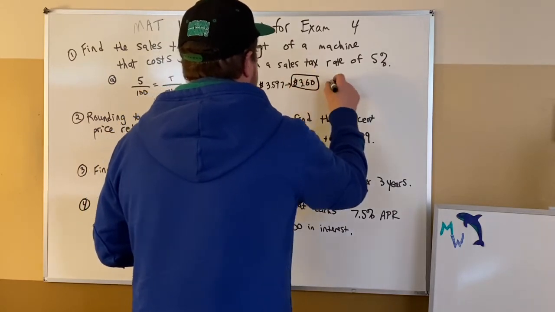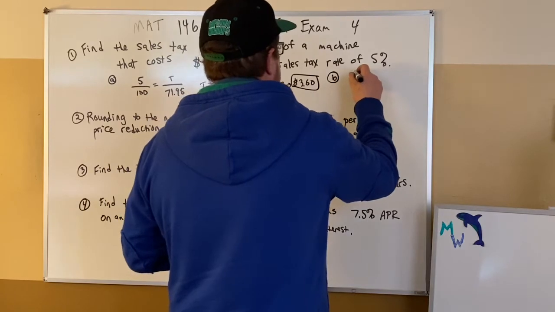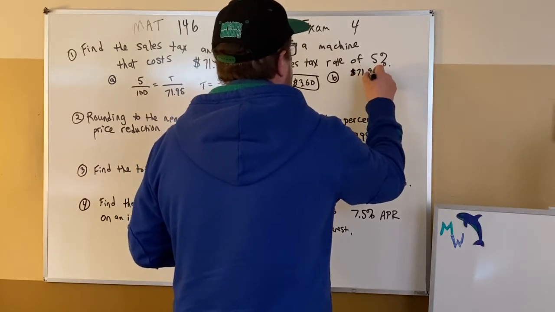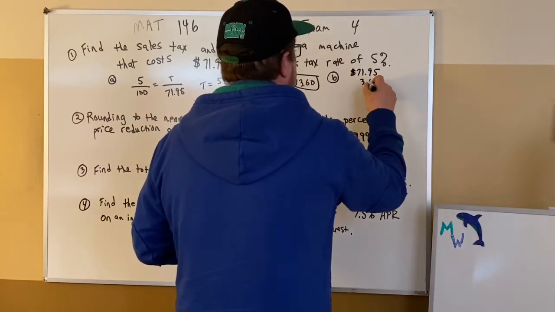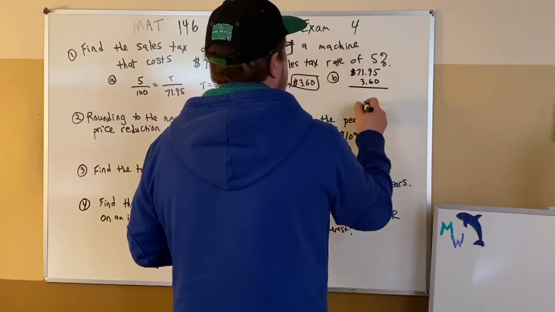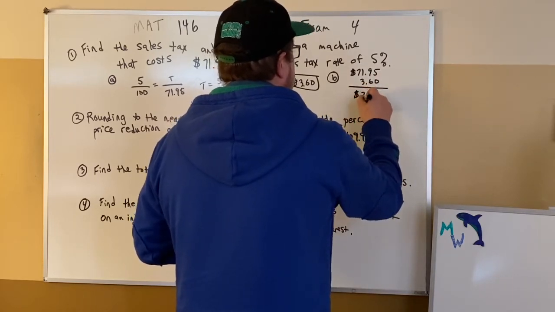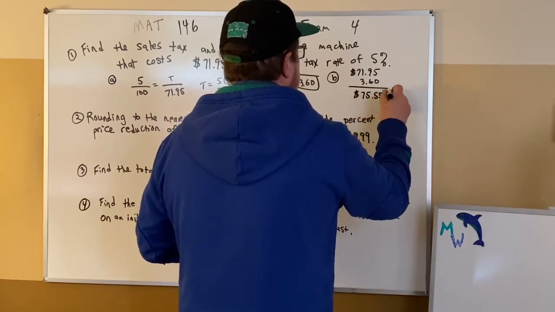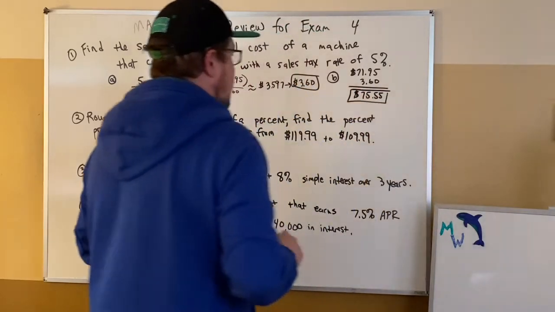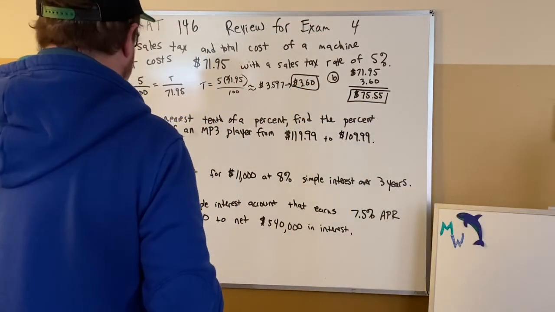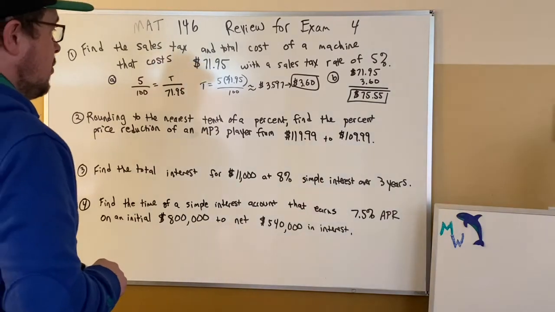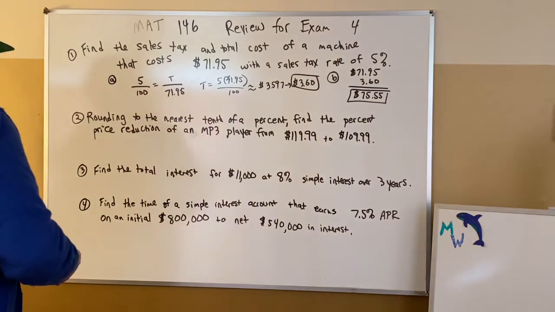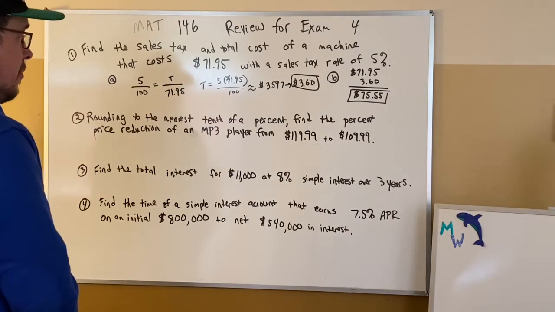That's your tax. And B, you're going to add $71.95 plus $3.60. It's going to take you up to $75.55.